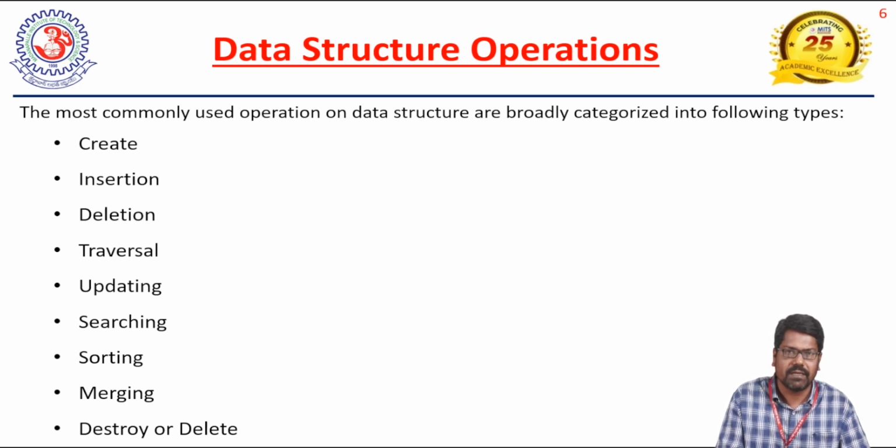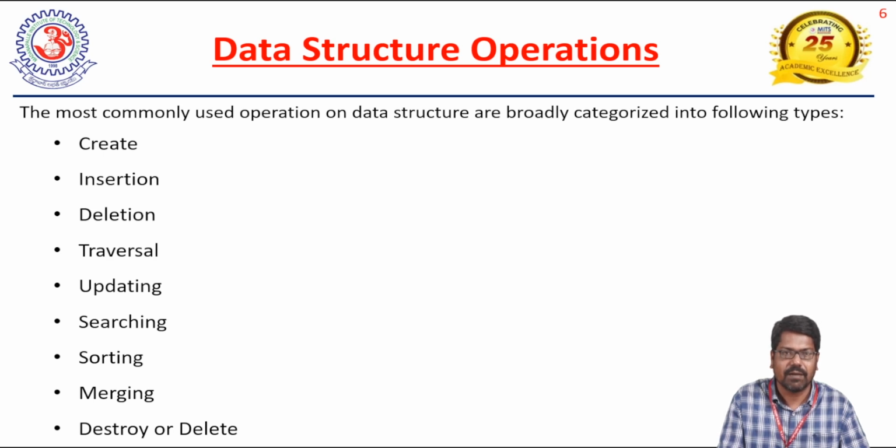If I go with the stack data structure, I can perform the traversal operation on the stack data structure and the queue data structure also. How can I traverse a stack data structure? Bottom to top I can traverse, or top to bottom also I can traverse. Likewise, you can traverse the queue data structure, the tree data structure and the graph data structure also. That is the meaning of traversal: processing each and every node present in the data structure.